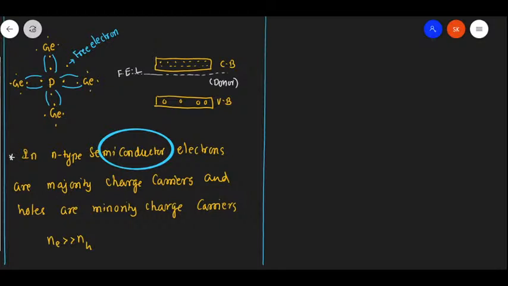Okay, now let us see what is the location of the Fermi energy level in this. What is the name of this one? Donor level. Where is it? The donor level is near the conduction band.